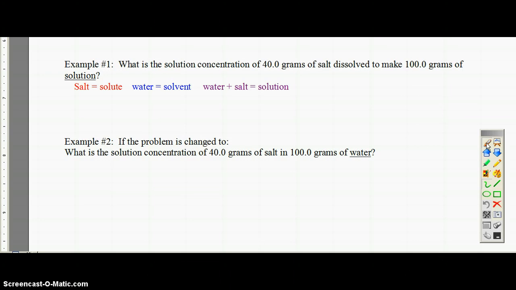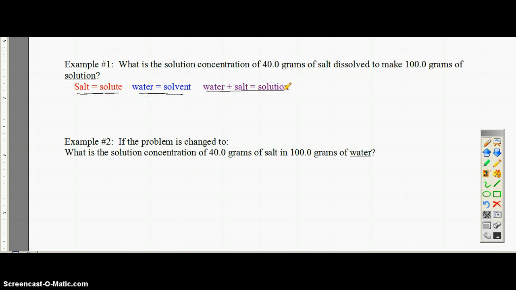The first example I have up here is: what is the solution concentration of 40.0 grams of salt dissolved to make 100.0 grams of solution? You may see some slight differences on your worksheet. I did make some edits to this after I printed it, so please make sure that you make those edits. When you're reading this problem, you really need to start thinking: salt means solute, so I'm identifying that. Water is my solvent, and then the water plus the solute is the solution.